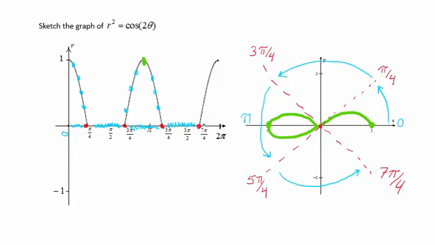Our graph doesn't resume again until 7 pi over 4. And after 7 pi over 4, the radiuses will always be positive again, being longest at 2 pi. And so as our graph rotates from 7 pi over 4, we'd start with a radius of 0. And as we go from 7 pi over 4 to 2 pi through this area, our radius will get longer and longer, eventually reaching a length of 1 again at 2 pi.